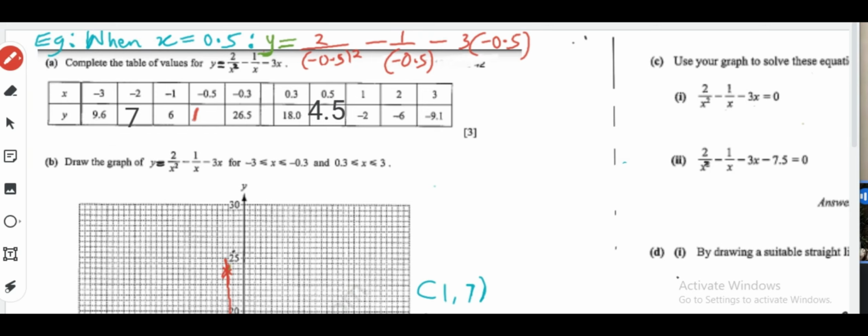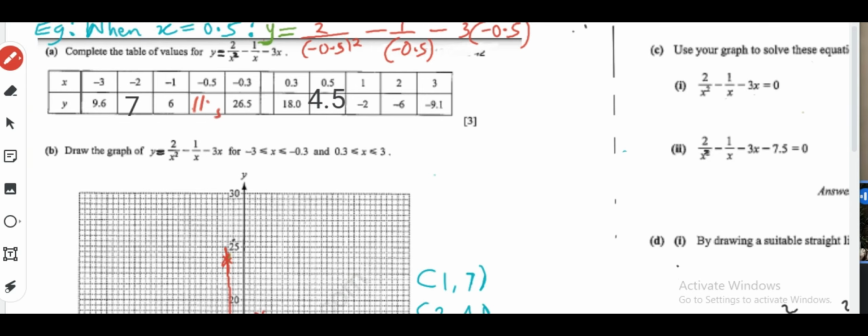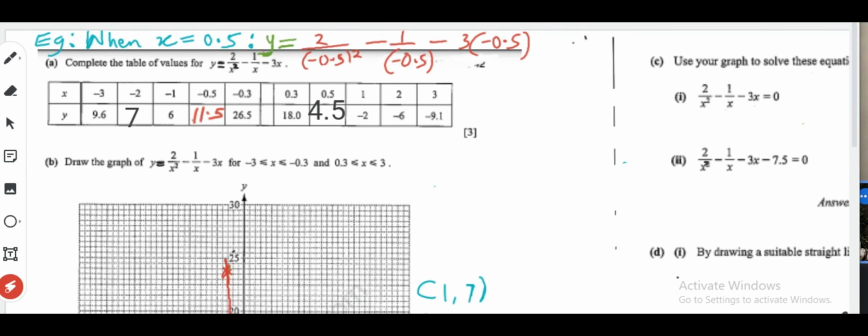Okay, this should be 11.5. Are you ready? So, the question says complete the table of values of y equal to 2 over x squared minus 1 over x minus 3x. And I said when you are plotting this, you should be careful.